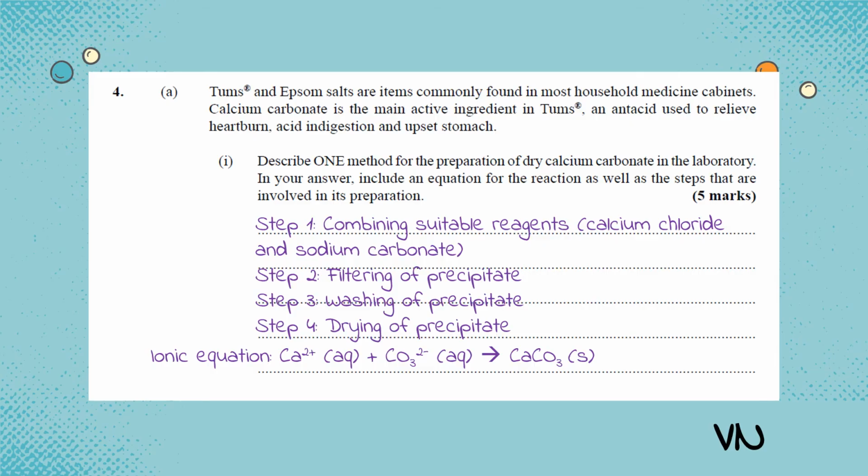So step 1 is going to be to combine the suitable reagents. Suitable reagents will be calcium chloride and sodium carbonate. We next will filter the precipitate. Step 3, wash the precipitate. And step 4, dry the precipitate. The precipitate being the calcium carbonate. So an ionic equation is given on screen, where we have calcium 2 plus ions, aqueous, plus carbonate ions, aqueous, to form solid calcium carbonate.